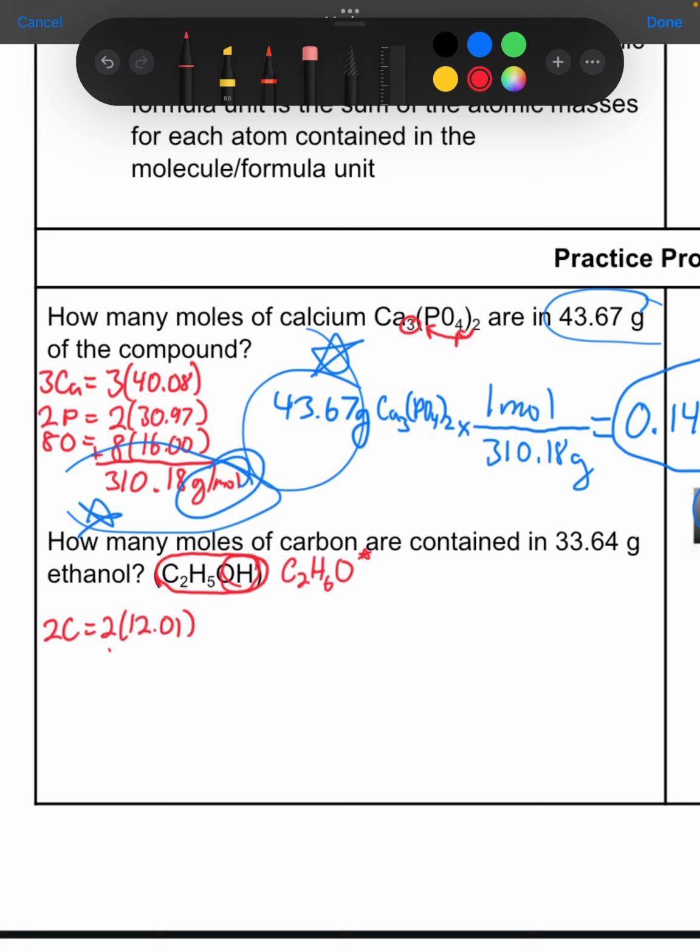We have 6 total hydrogens. Each hydrogen is going to be 1.008. And we have 1 oxygen, which is 16. Add all those up, we get a final molar mass of ethanol that is 46.068 grams per mole.